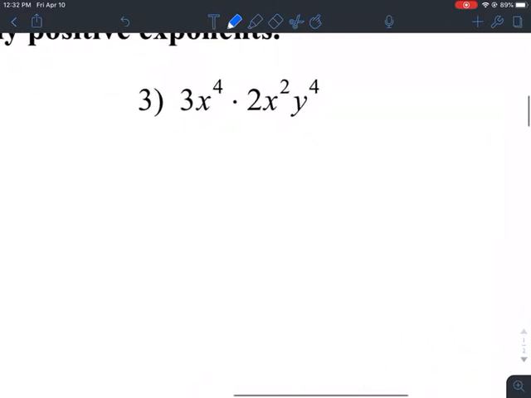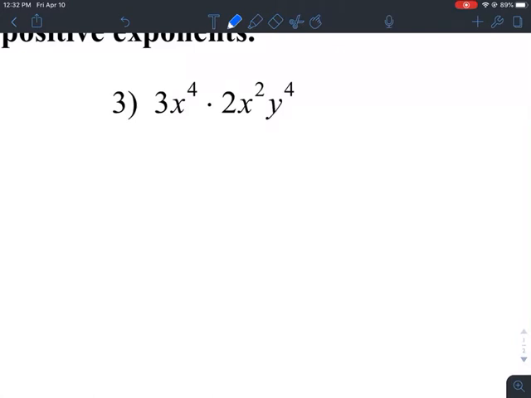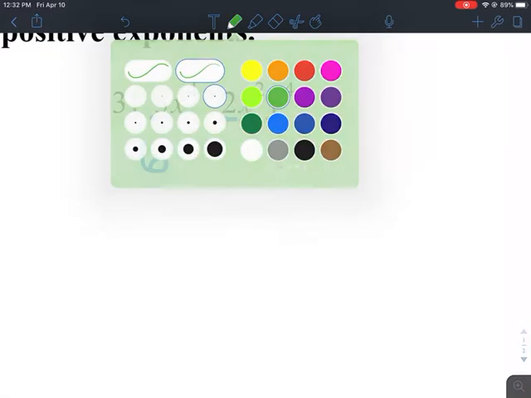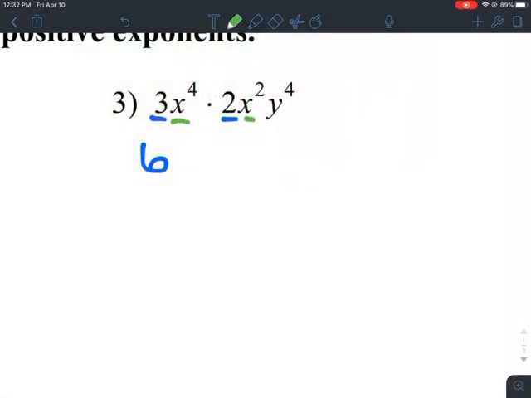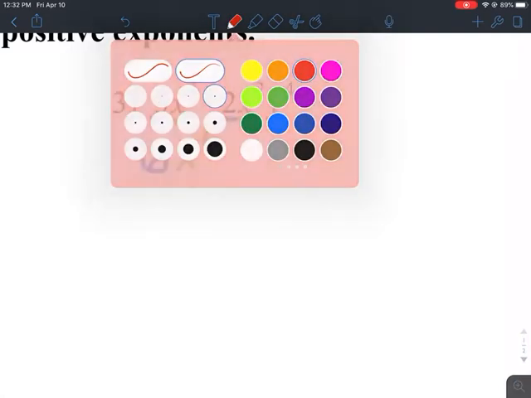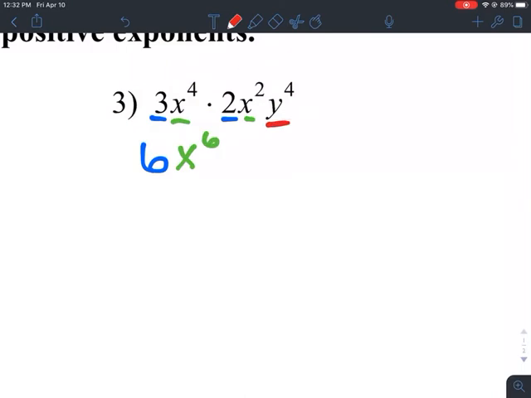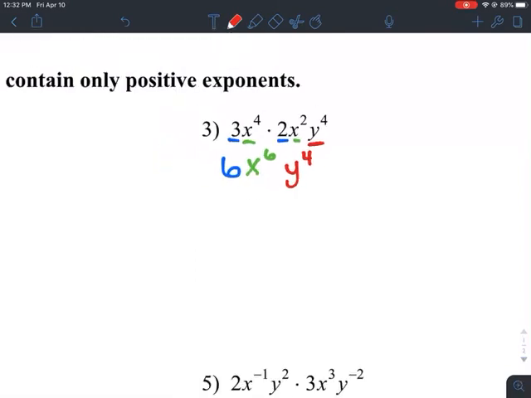So over here, same thing. I've got my coefficients. I'm going to multiply those together to get 6. Then with my x's, I'm going to add the exponents and get x to the 6th power. And then last, this is the only y that I have. So it's just going to be y to the 4th. It just stays the same. There's nothing to add to it. Just leave it alone. Okay?